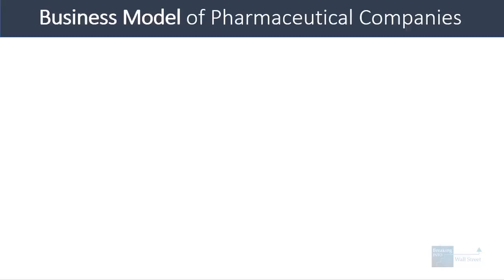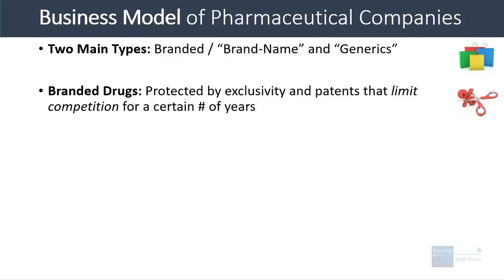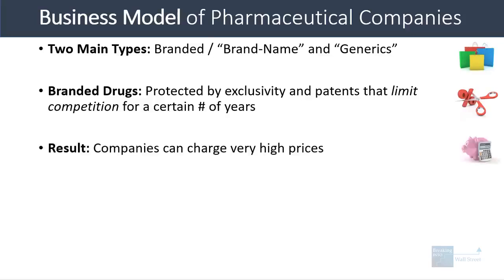Let's go to part 1 and talk about the business model of pharmaceutical companies first. There are 2 main types of companies in this sector. One sells what are known as branded or brand name drugs, and then the other sells what are known as generics or generic drugs. Branded drugs are protected by exclusivity and patents that limit competition for a certain number of years. And so as a result, companies can charge very high prices because there is no competition.